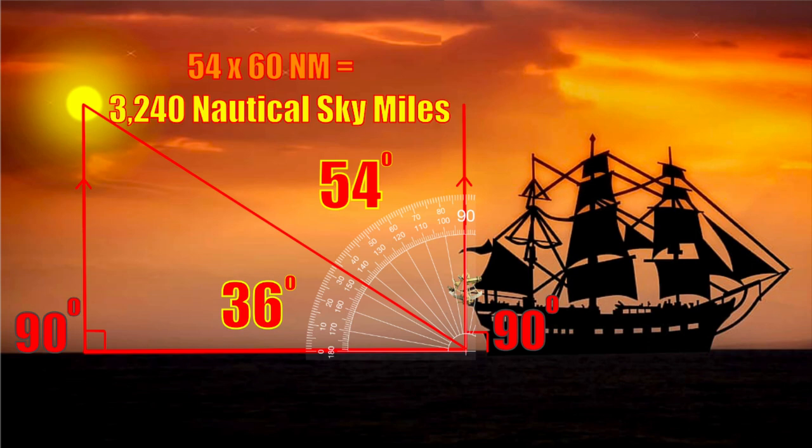So nautical miles have absolutely nothing to do with the surface of a globe earth. They are a measurement of the sky, which are then translated onto the earth's surface via the zeniths of the observer and chosen celestial object.